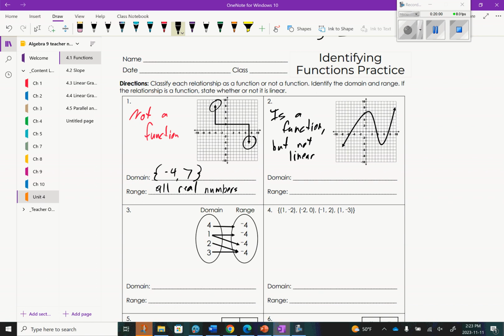So let's talk about domain. How far does it go left and right? Again, with the arrows, it's all real numbers. How far up and down does it go? The range is, again, all real numbers.